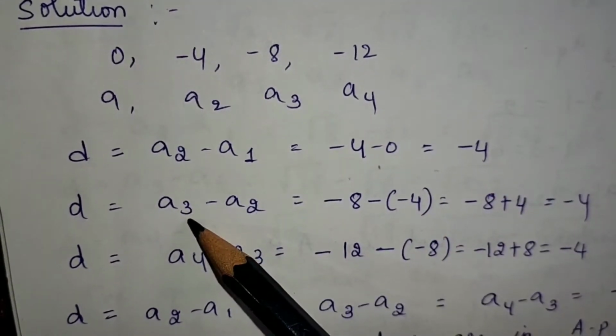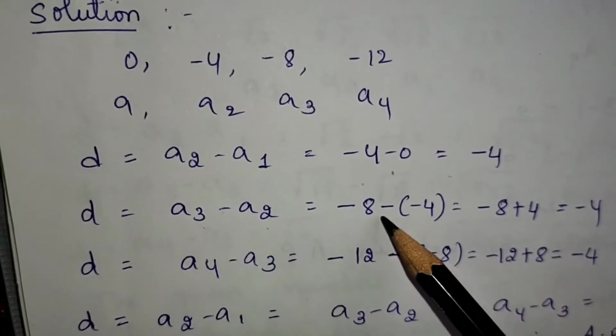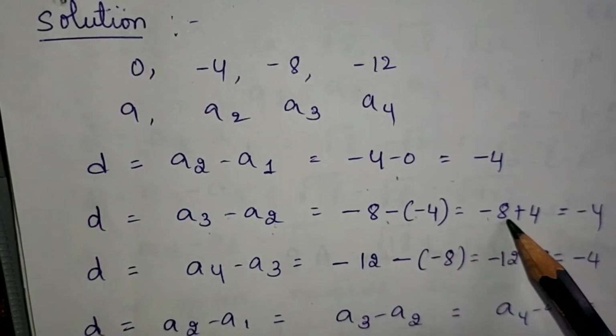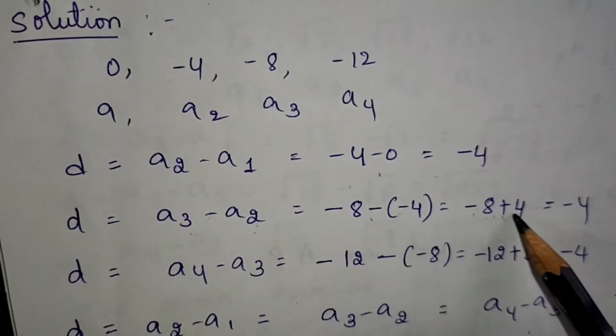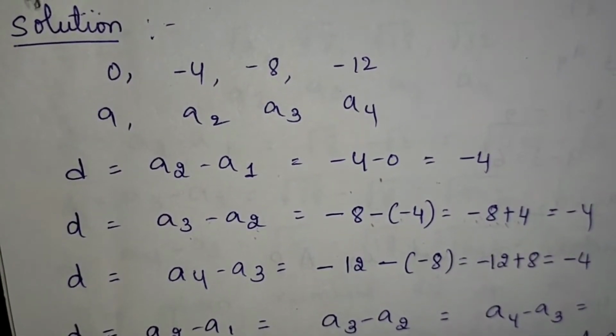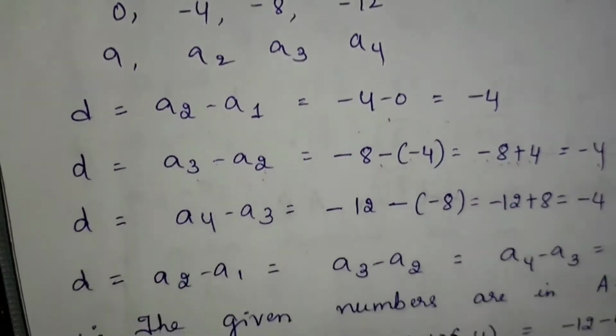Next, find out A3 minus A2. A3 is minus 8 minus A2, which is minus 4. Minus 8 as it is, minus into minus is plus 4. Since both the terms have different signs, subtract them, and you will get minus 4.